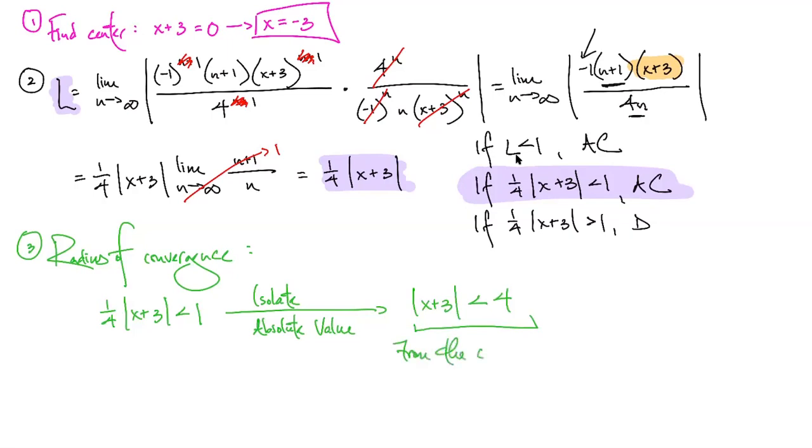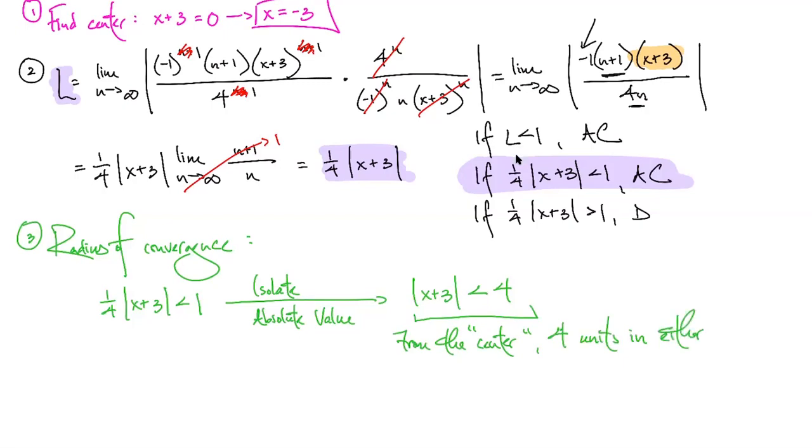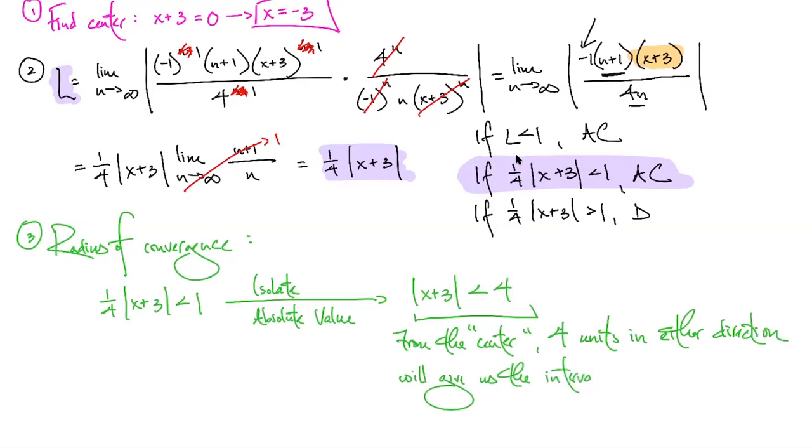From the center, okay, and our center is at x equals -3. If we go 4 units in either direction, so we go 4 units left and 4 units right, then that unit of 4 will help us find our interval of convergence. So from our center, 4 units in either direction will give us the interval of convergence.